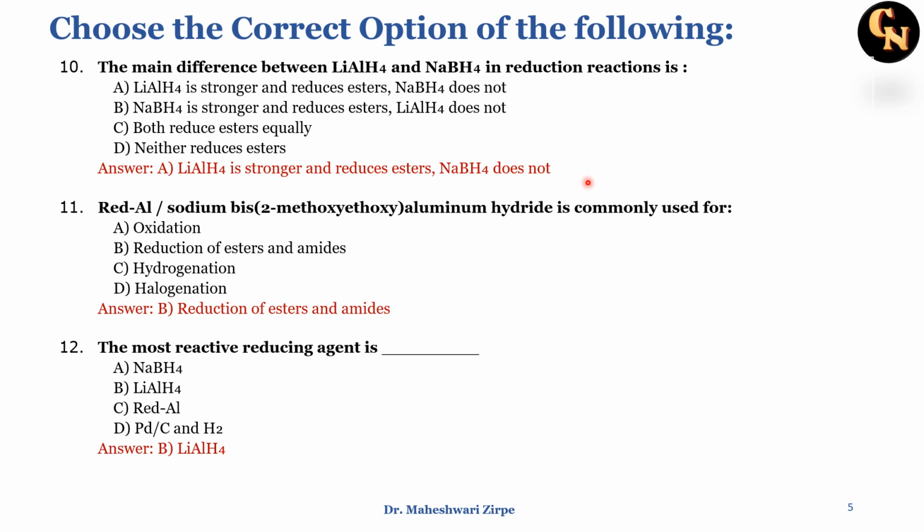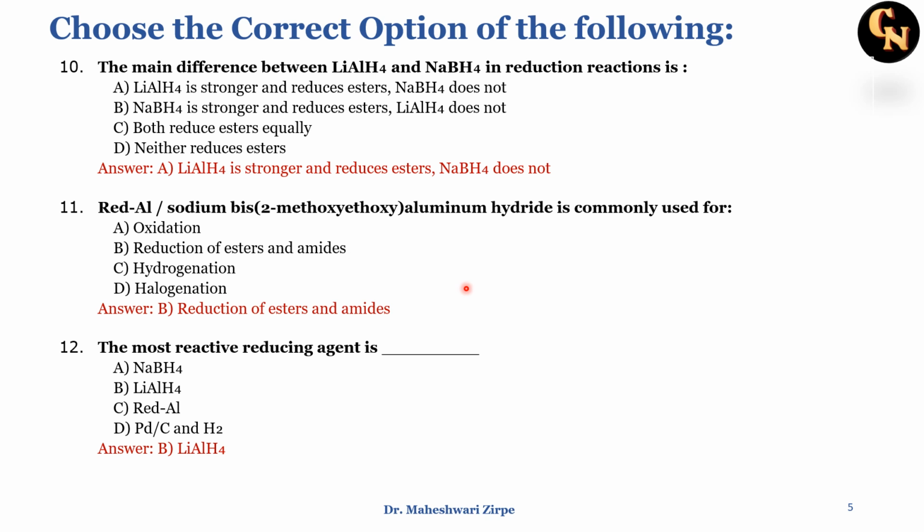So in the previous fill in the blanks also we have seen that sodium borohydride can reduce only ketones and aldehydes. It cannot reduce esters and acids, whereas lithium aluminum hydride is a strong reducing agent, so it can reduce esters. Okay, students, please remember this. Lithium aluminum hydride is a strong reducing agent, whereas sodium borohydride is a mild reducing agent.